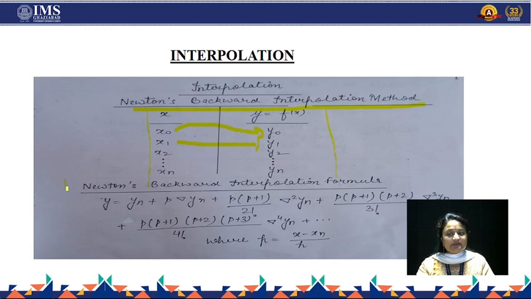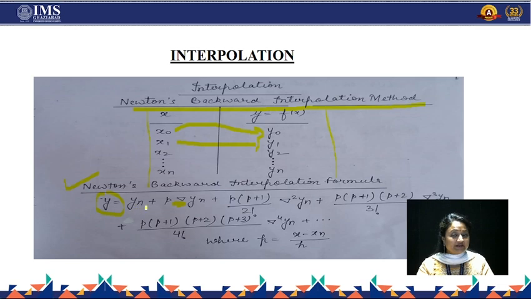Okay, so this is the basic formula which will be used in the numerical process, and that is Newton's backward interpolation formula. Here you can see that this operator is used for the backward interpolation. So what is the formula? y is equal to yn plus p, here is p, a different term, then the backward difference operator on yn.